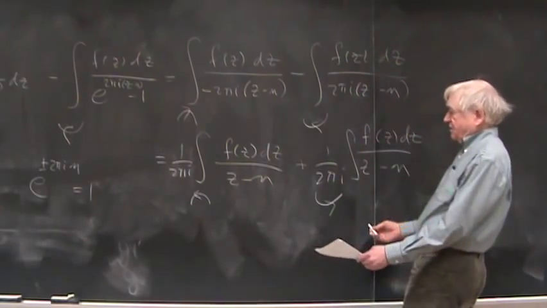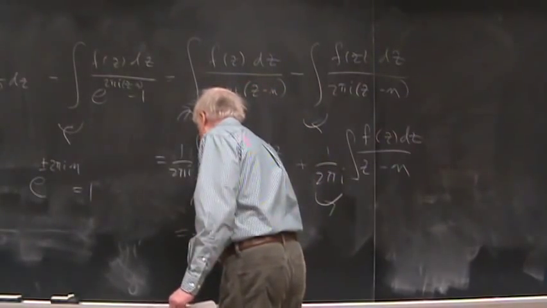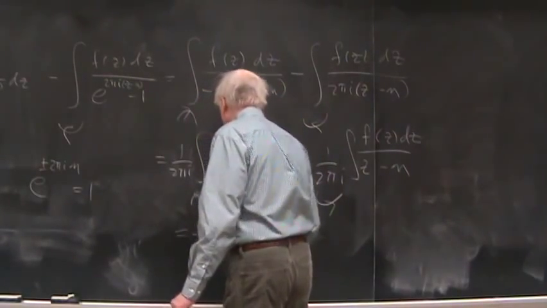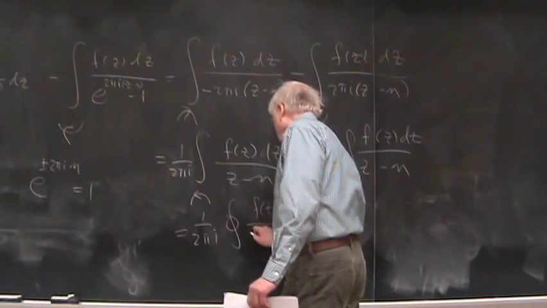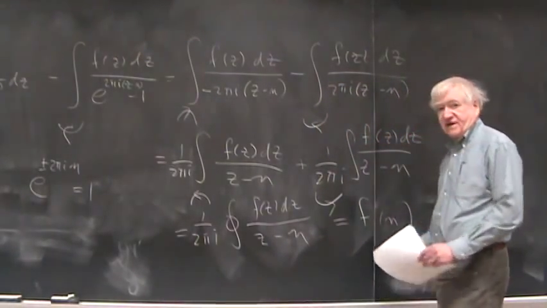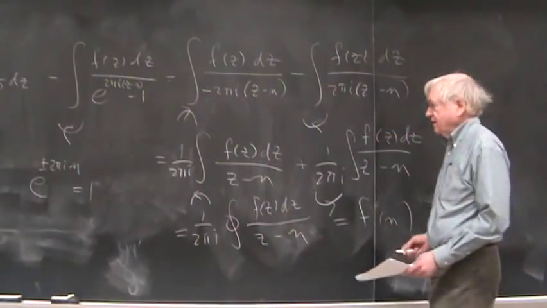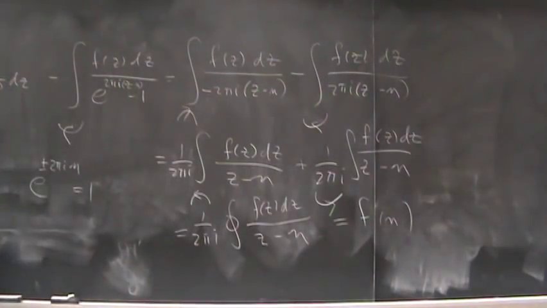And then adding the two together, you see we have just 1 over 2 pi i, the integral around n of f of z dz over z minus n. And that's just f of n, because the thing is analytic. It's a standard Cauchy formula. All right.